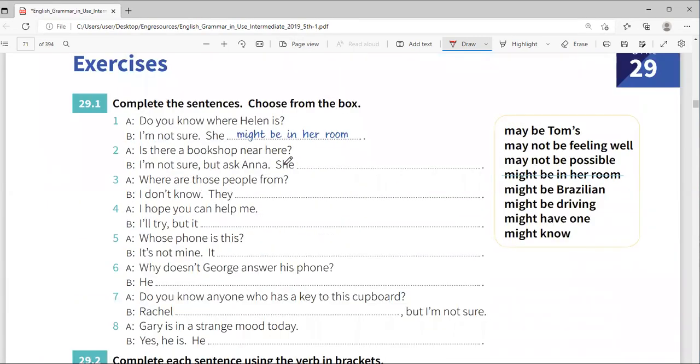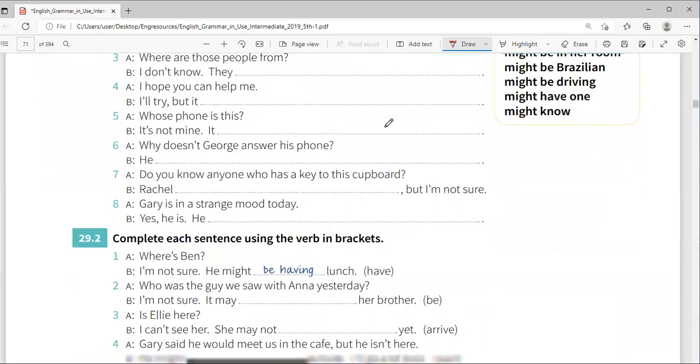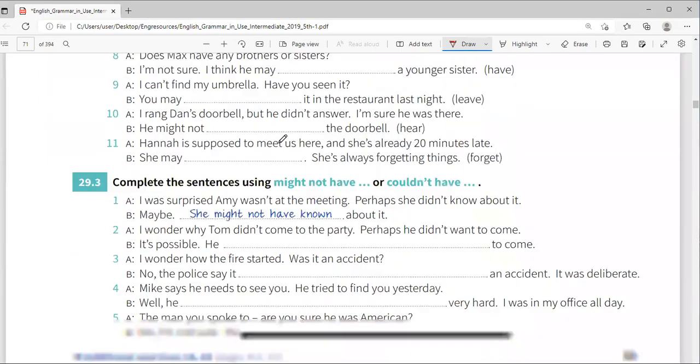We can now go through exercise 29.1 together. Complete the sentences, choose from the box. Do you know where Helen is? I'm not sure. She might be in her room. Yeah, this is actually easy. So I want you to try this one.